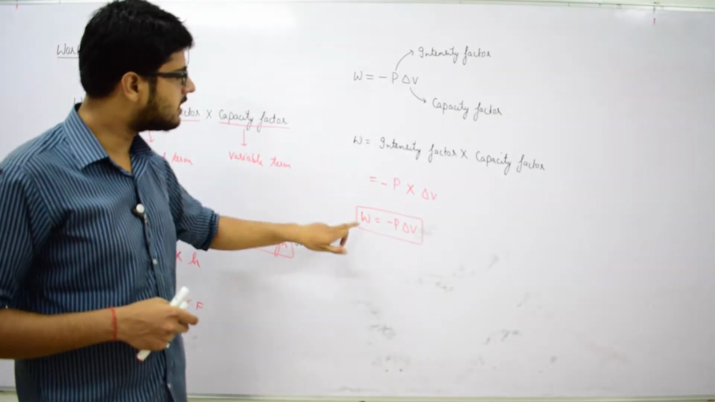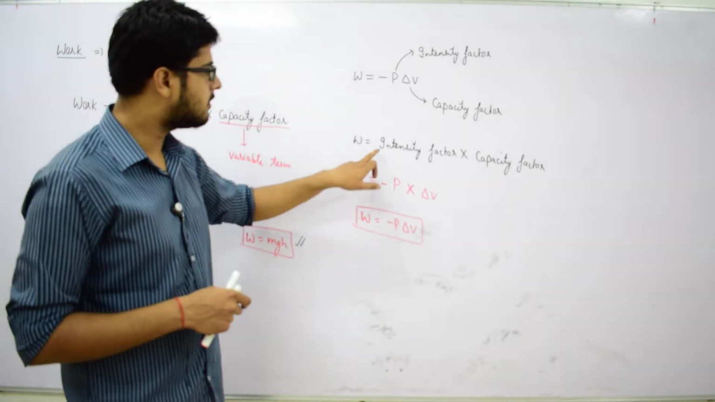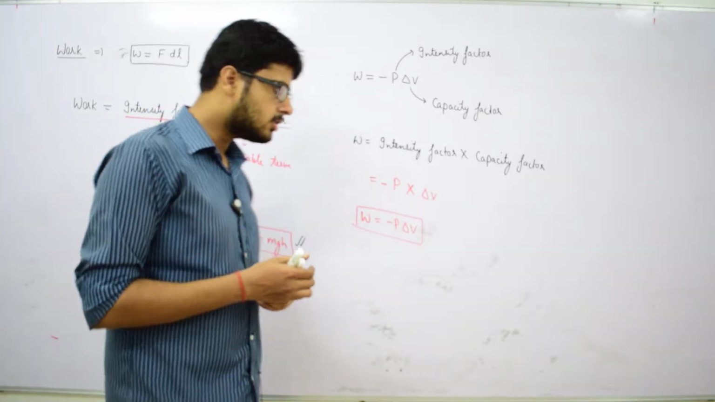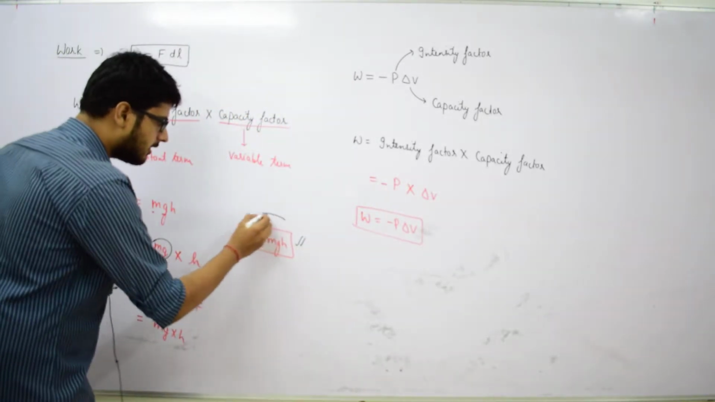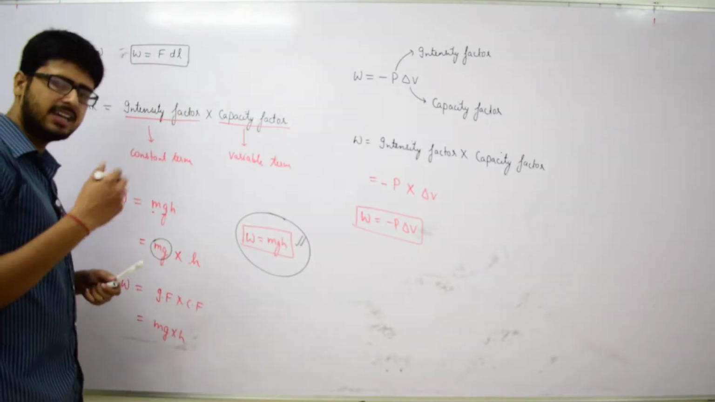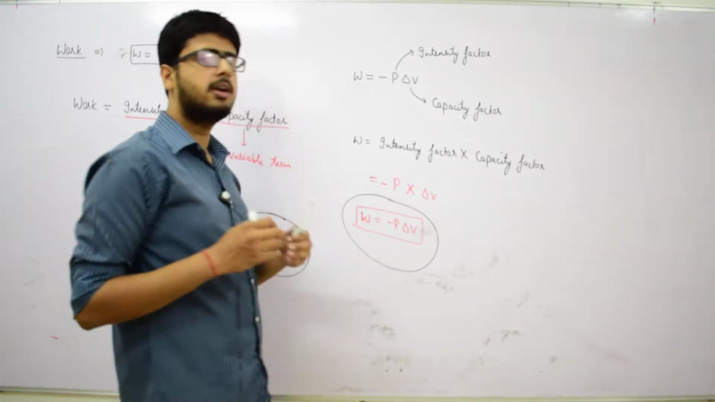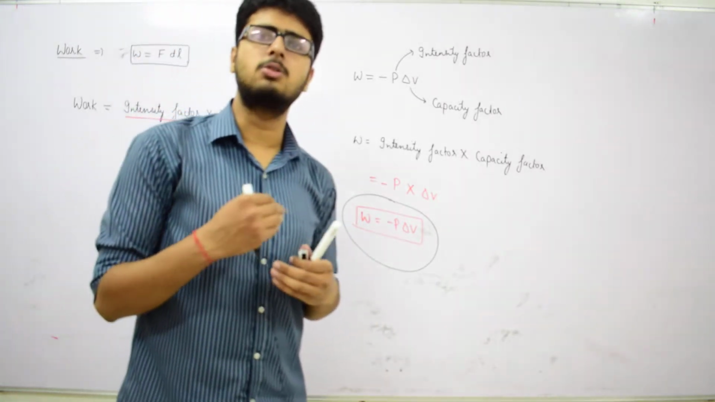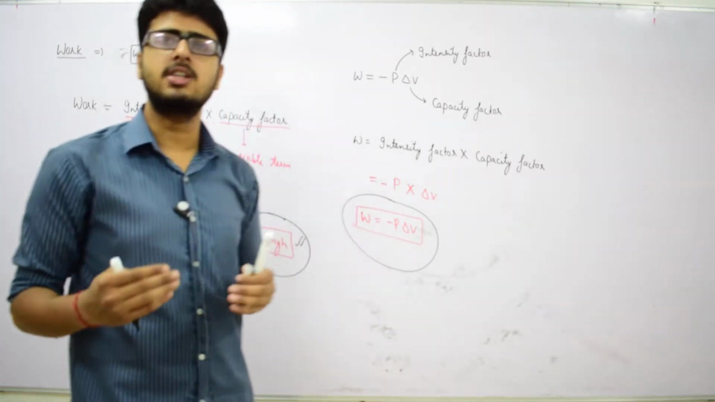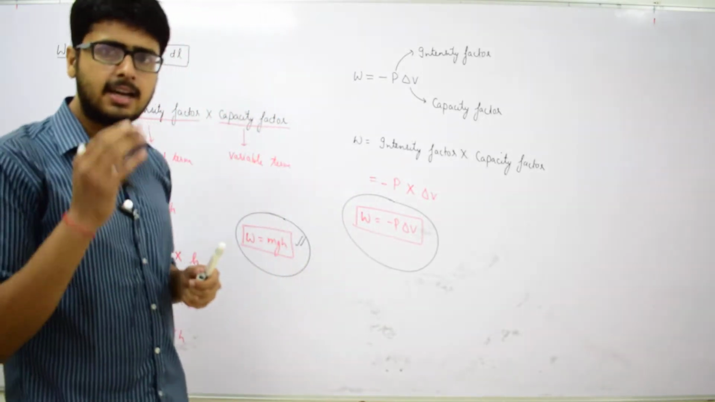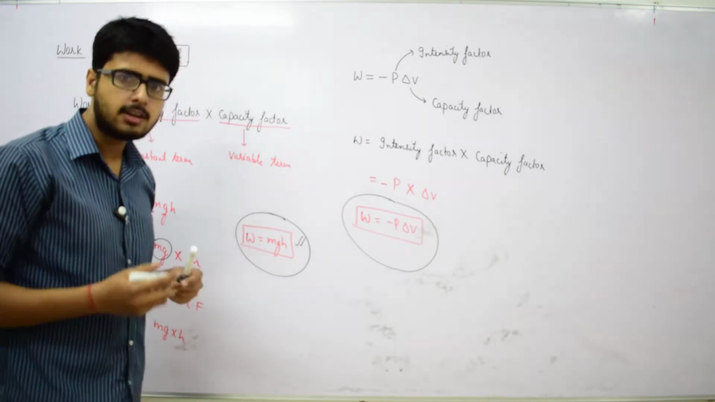So, the work done obtained in this case is equal to minus P delta V. So, this is the work done obtained when work is done against gravity, and this is the work which is obtained when a system is allowed to expand when the pressure is released. So, always work is governed by two factors, intensity factor and capacity factor.